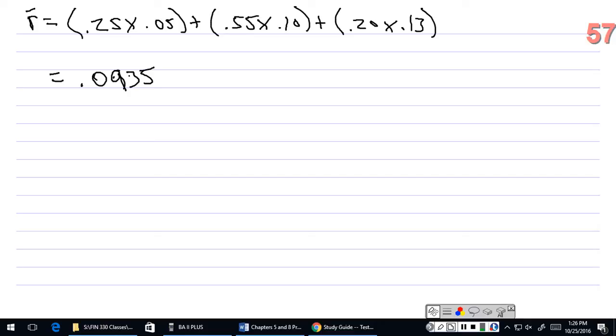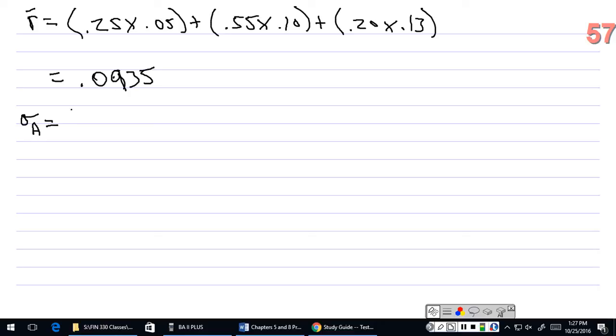All right, now once we have the expected return, then we need to calculate the standard deviation. So to calculate the standard deviation for asset A, our formula is going to be, we're going to take the return minus the expected return squared times the probability of that return occurring, and we're going to do that for each of the possible probabilities, so 3 separate times.